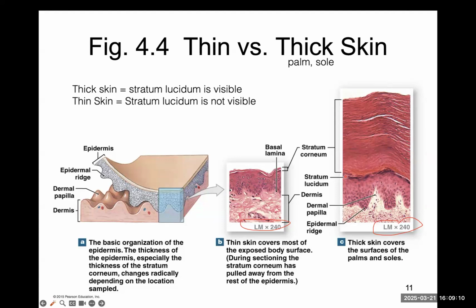So for sure, you know that's going to be thick skin, but if you don't see the light layer there, then you're probably looking at thin skin. And stratum corneum should be much thinner compared to the thick skin. So those are big differences. One, stratum corneum is really thick in the thick skin compared to the thin skin, and two, stratum lucidum is visible in the thick skin and not visible in the thin skin.